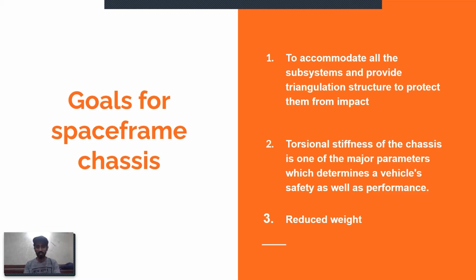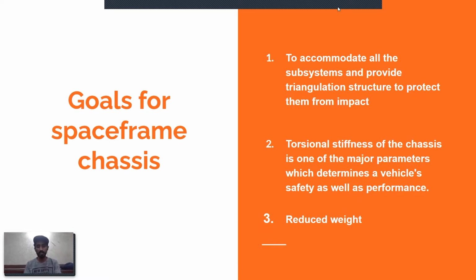The primary goal of the chassis design is to accommodate all the subsystems and provide a triangulated structure to protect them from impact. In order to achieve this, there are two major parameters which become very critical: stiffness and weight. The chassis is the member which absorbs all the loads coming from the road via suspension linkages. Torsional stiffness of the chassis is one of the major parameters which determines a vehicle's safety as well as performance. Torsional stiffness of a race car chassis is in the range of 2500 to 3200 Newton meter per degree, owing to the increased suspension roll stiffness.